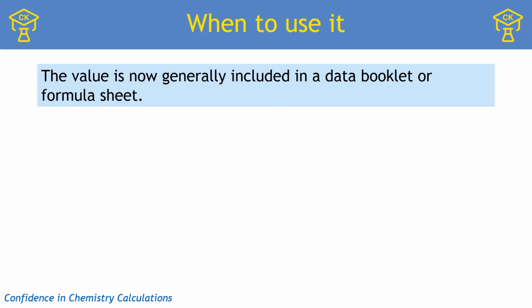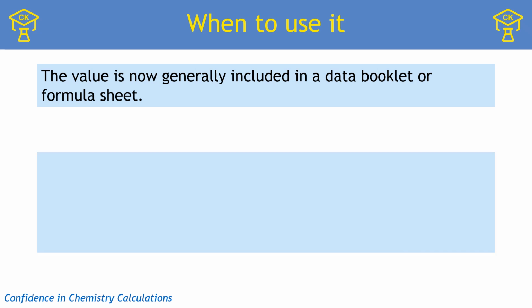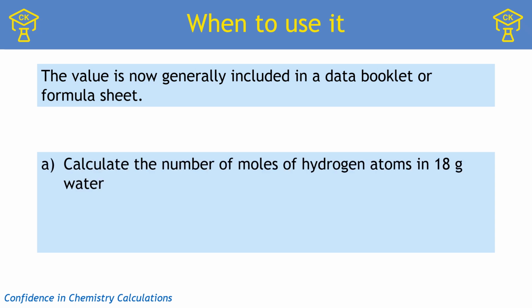So the value is now generally included in a data booklet or a formula sheet that you're just expected to have with you, with the periodic table and some other numbers on there. So you won't get a clue in the question in terms of the number being right there for you to use, although that might still happen in tests. So what clues can you look for? Well, what you can do is look for the wording in the question.